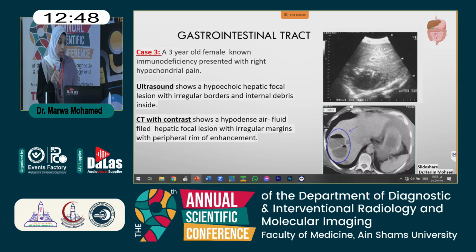Case 3, a 3-year-old female known immunodeficiency presented with right hypochondrial pain. Ultrasound shows a hypoechoic hepatic focal lesion with irregular borders and internal debris inside. CT with contrast shows a hypodense air fluid-filled hepatic focal lesion with irregular margins with peripheral rim of enhancement. The final diagnosis was hepatic abscess.